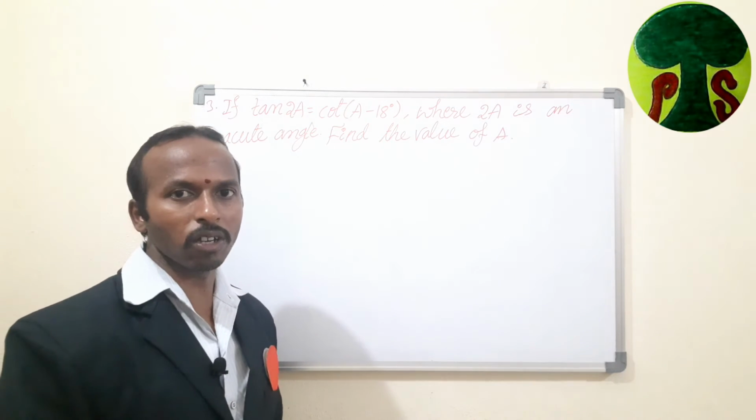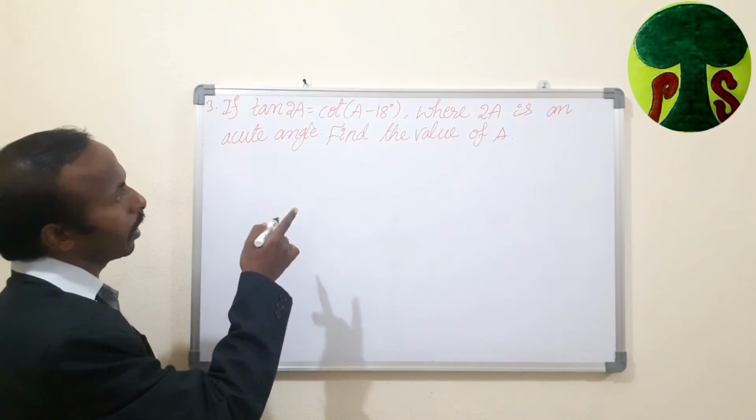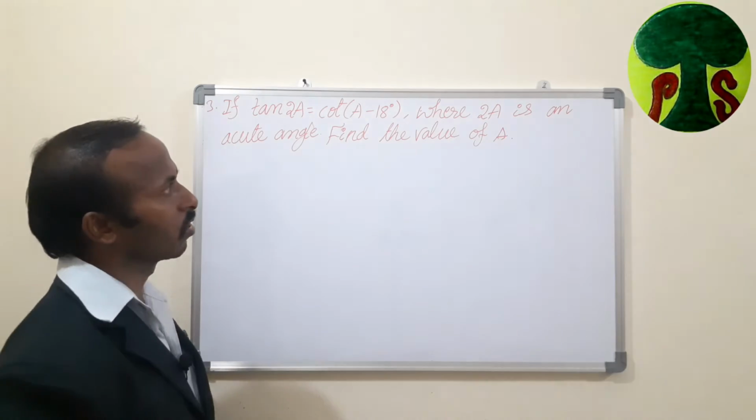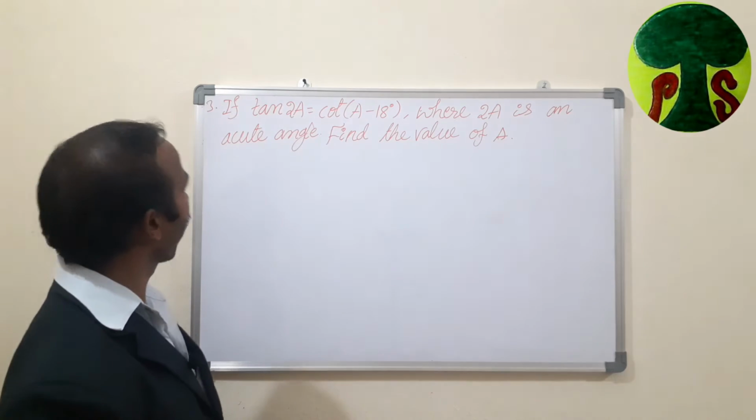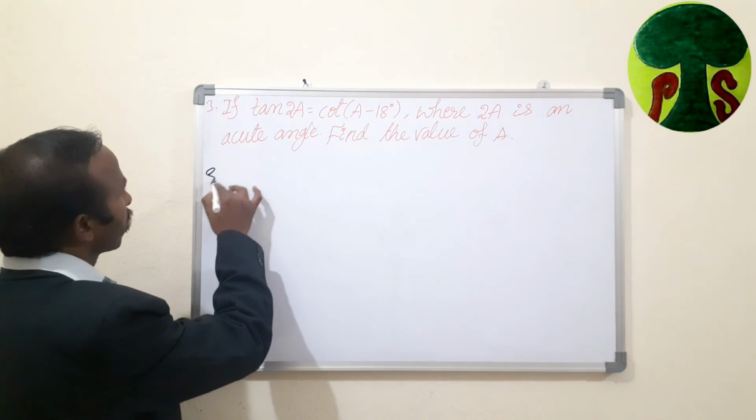To enhance your skills, we'll do the next problem. It is: if tan 2a equal to cot of a minus 18 degrees, where 2a is an acute angle, find the value of a. See the solution.